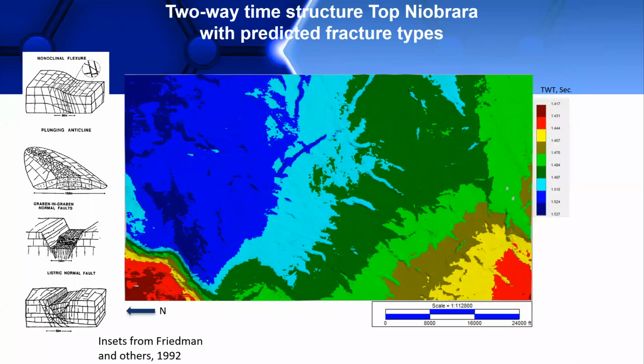Here's our two-way time structure for the top of the Niobrara. It's coming up to the Rocky Mountains in the west, so it's kind of a monoclinal structure, probably anticlinal. If you keep going far enough, it'll come back down. This inset to the left is just showing the fracture types that we can expect and the structural elements that form them. And all of these structural features are present in the Niobrara. The inset is from the Austin Chalk.